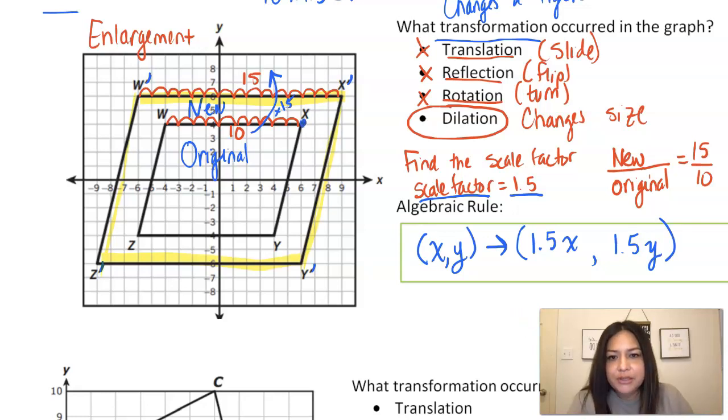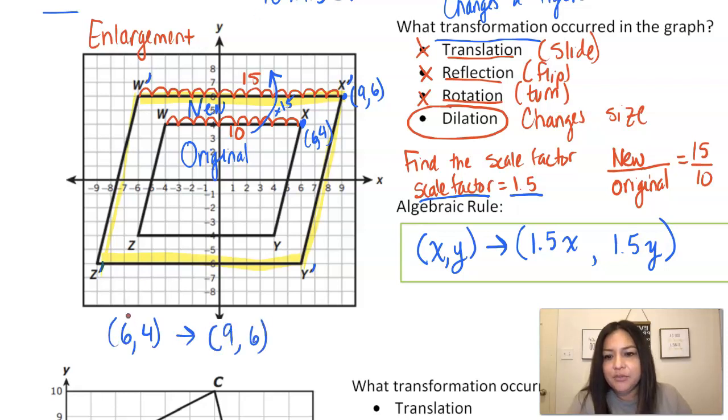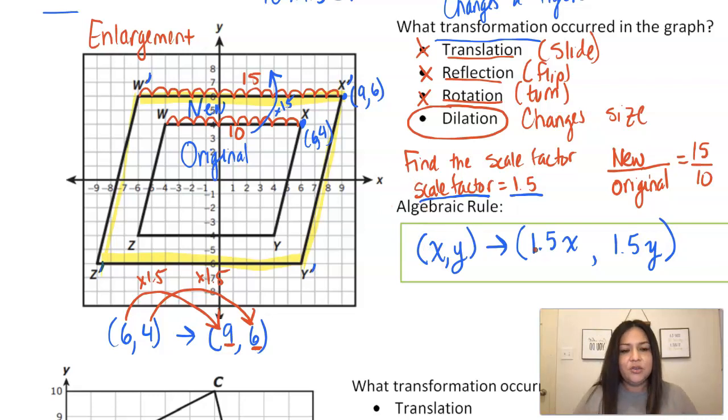One way that I can prove this is, for example, I have coordinates right here, which are 6, 4. And my new coordinates over here are 9, 6. So I could say, okay, how does 6, 4 become 9, 6? And the way that they become that is we multiply. So 6 times 1.5 is going to give me a 9, and 4 times 1.5 is going to give me a 6. So that is my algebraic rule for this specific dilation. So in a dilation, we always multiply scale factor times x, scale factor times y. Let's move on to the next one.